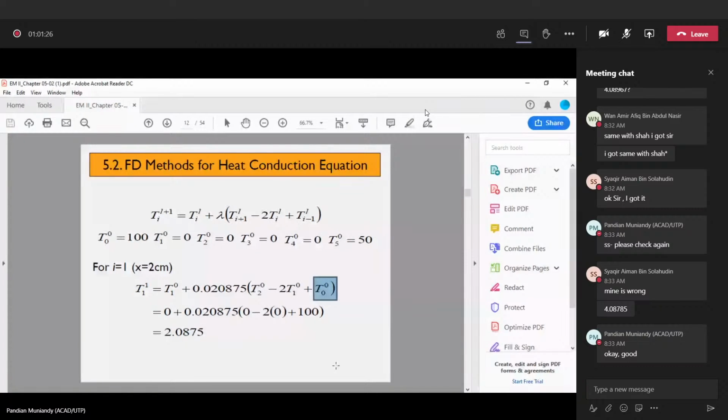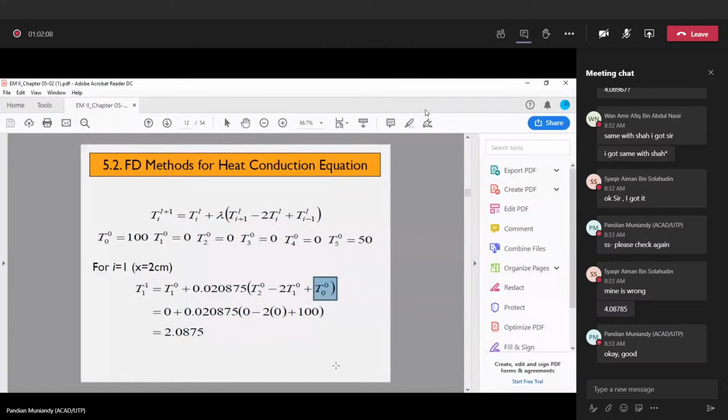T superscript 1, I is 2, plus lambda, you must write it down, T superscript 1, I is 2 plus 1, 3, minus 2 T superscript 1, I is 2, plus T superscript 1, I is 2 minus 1, 1. You must practice, otherwise you will have a big problem later on.